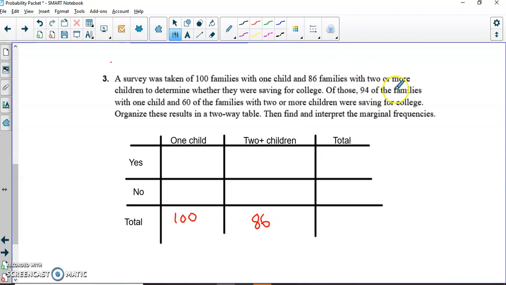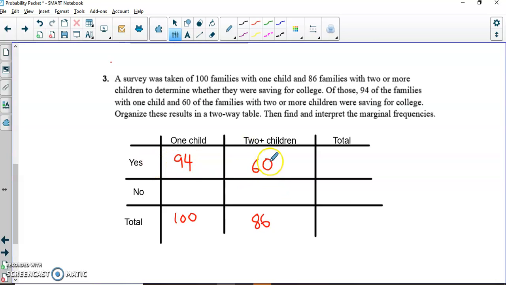It says 94 of the families with one child were saving for college. So 94, yes, one child. 60 of the families with 2 or more children were saving for college. So 2 or more children, yes, saving for college. The 60 goes here. And then we have to fill in the rest.